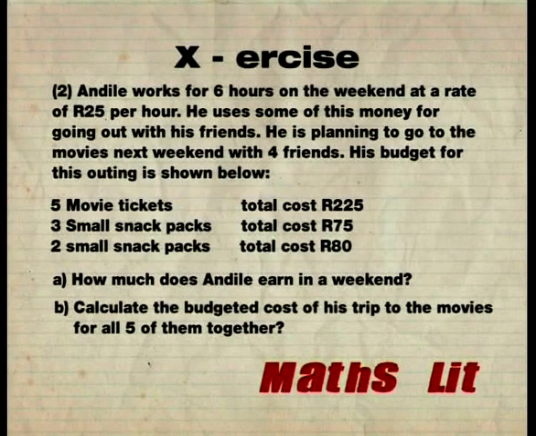Andile works for 6 hours on the weekend at a rate of 25 Rand per hour. He uses some of this money for going out with his friends. He is planning to go to the movies next weekend with 4 friends. His budget for this outing is shown below. How much does Andile earn in a weekend? Calculate the budgeted cost of this trip to the movies for all 5 of them together.